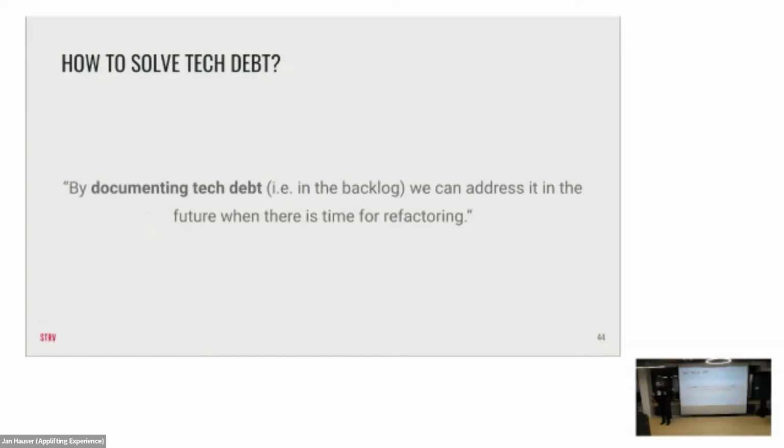How can I prepare the code so that it's good to go in that way? By documenting tech debt, for example, in the backlog, as you mentioned in your previous talk, we can address it in the future when there is time for refactoring. So if you ever try to tell me that the engineers don't work with tech debt and don't help the PMs, don't, because they do. They know what needs to be happening. Please talk to your engineers.